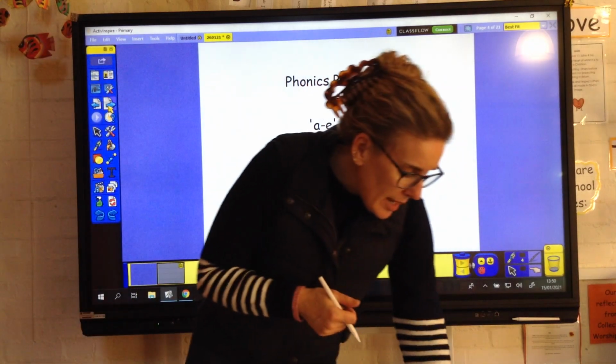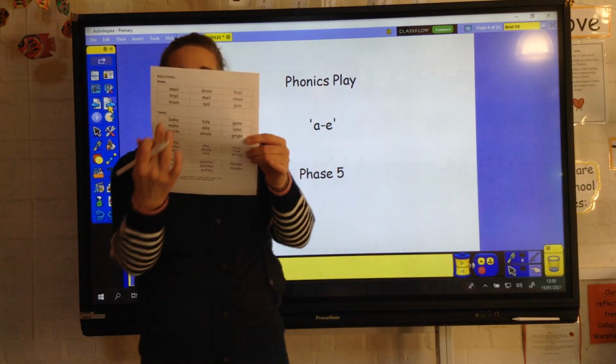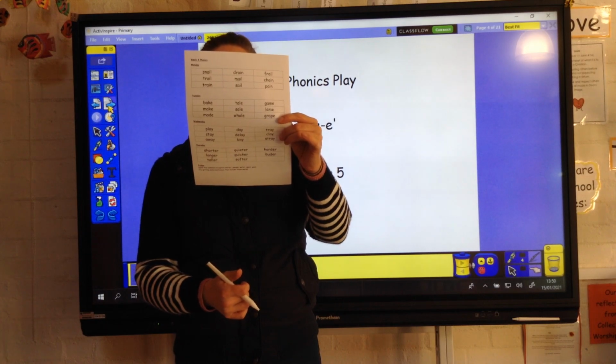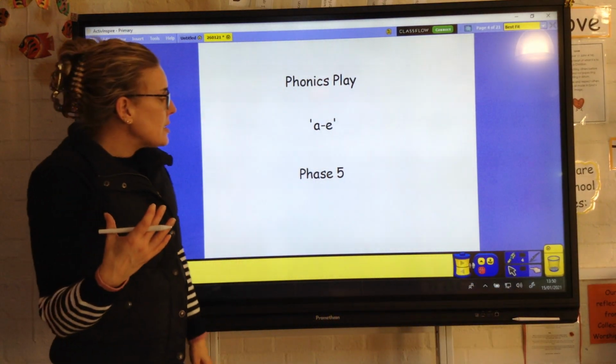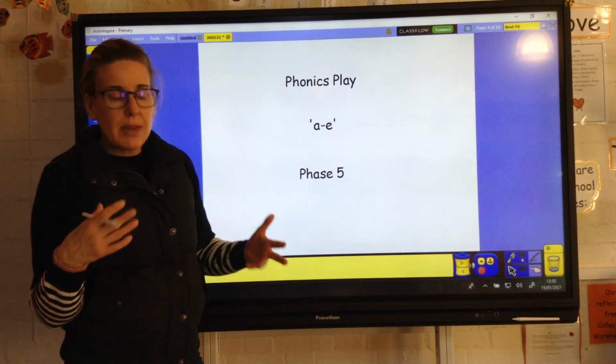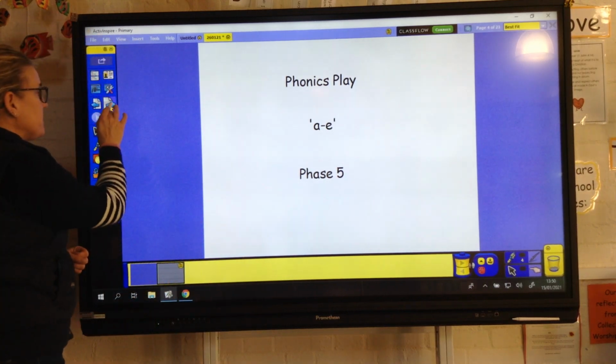On your sheet today, you have got some words with the split vowel digraph in them. Again, have a go at reading the words, have a go at writing some of them. Make your own games, do whatever you want with those.